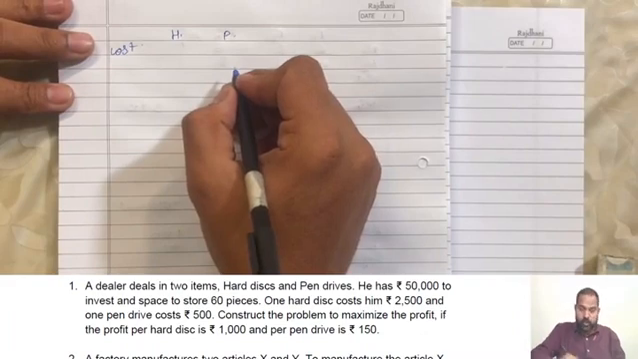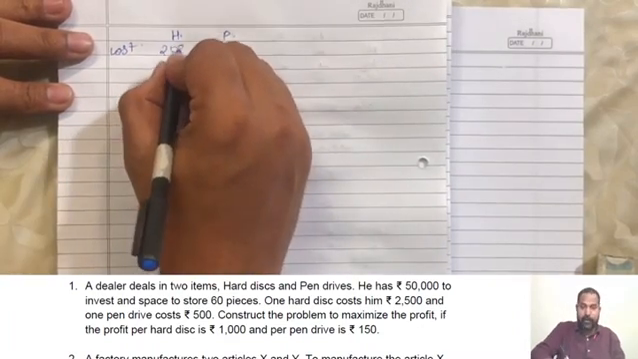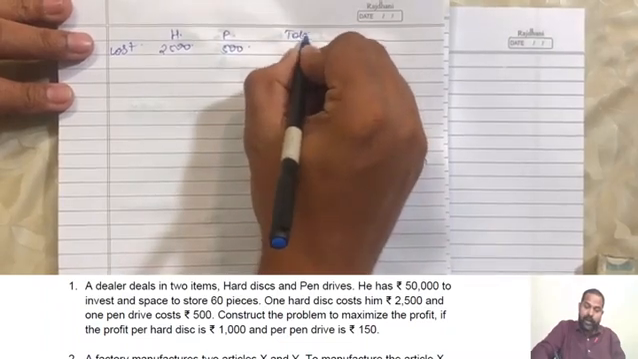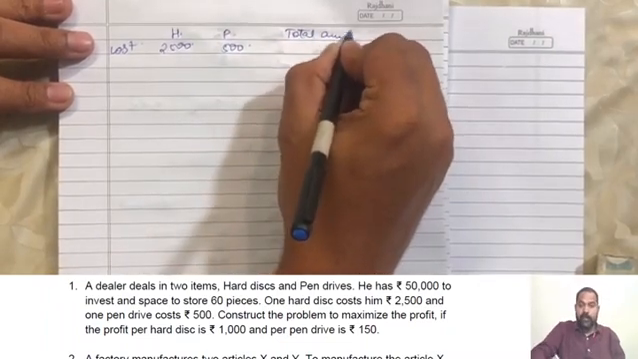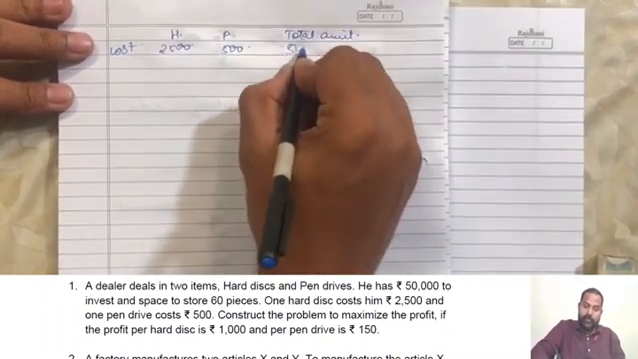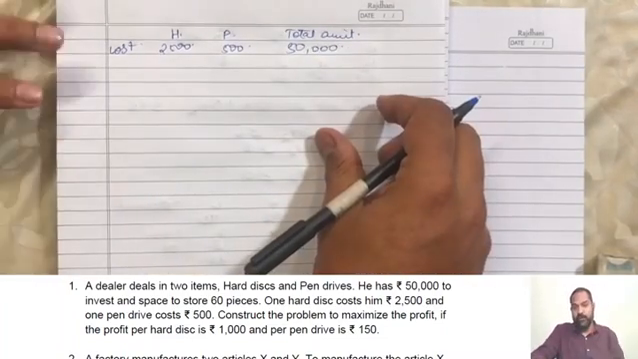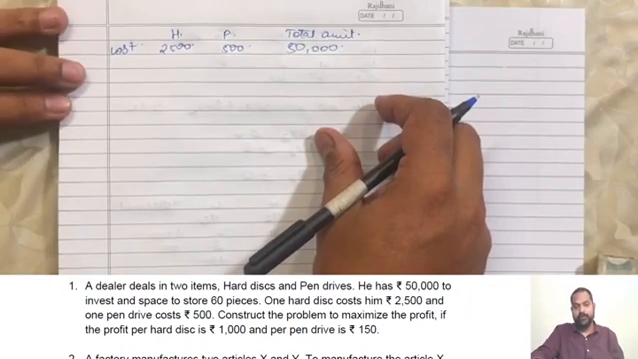A hard disk costs rupees 2,500 and a pen drive costs rupees 500. What is the total available with him? Well, the total available with him is 50,000 rupees. He cannot spend anything more than 50,000 rupees.